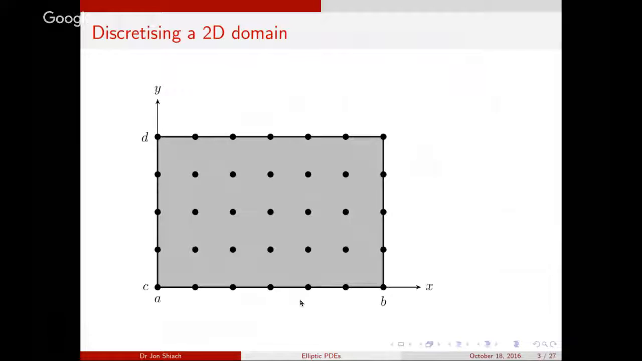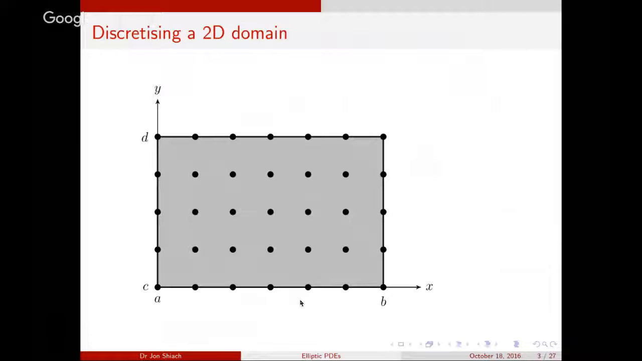So there's a couple of things I want you to notice here. We have a uniform distribution. That means the distances between each node is the same throughout the domain. That doesn't always have to be the case. You can have them different. It does make your solver, your numerical method, slightly trickier, but that can be done. But in this case, they're uniform.